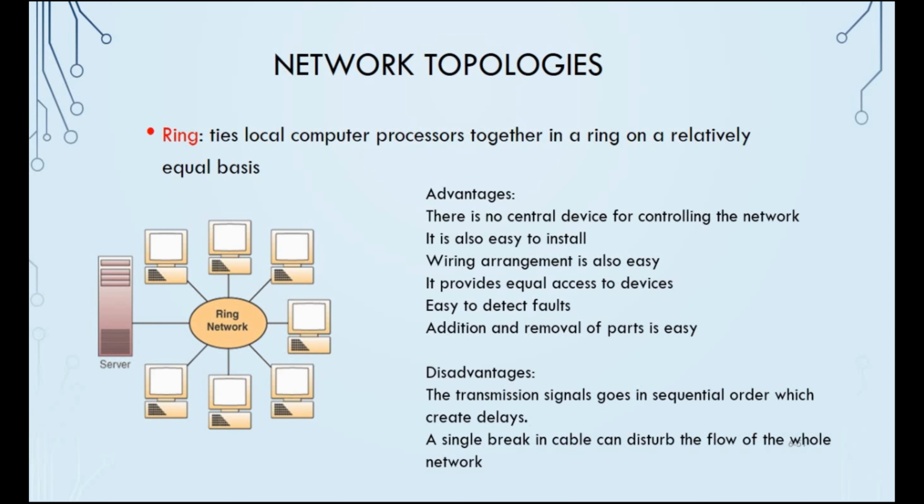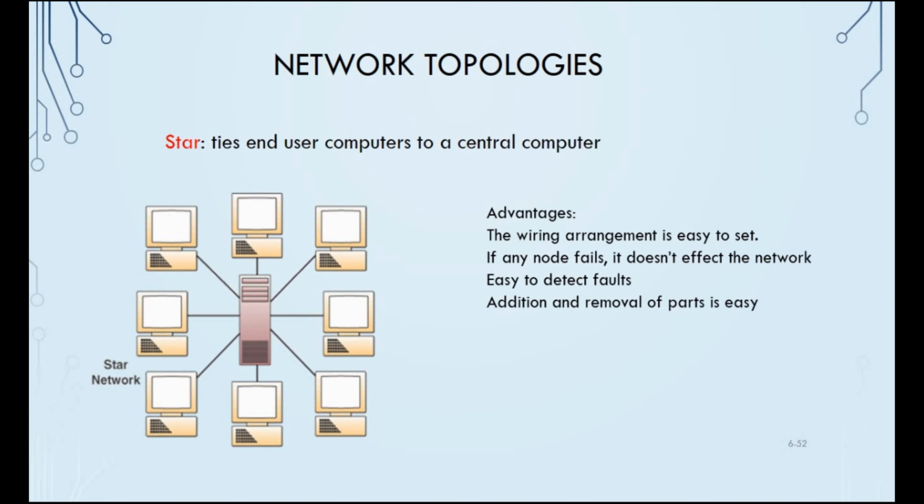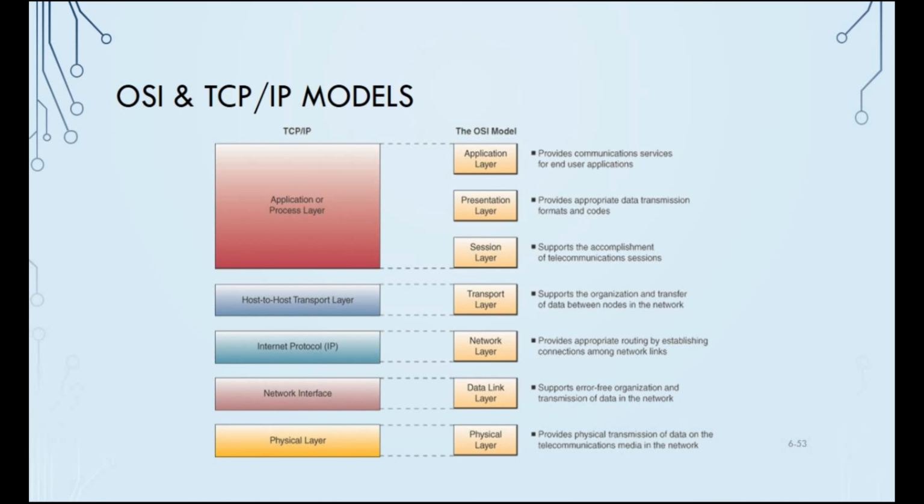The next topology is the star. Ties end-user computers to a central computer. So the advantages and its disadvantages. So the next topic is the OSI and TCP/IP models. These are the two groups of layers.